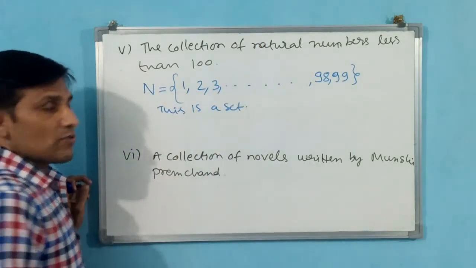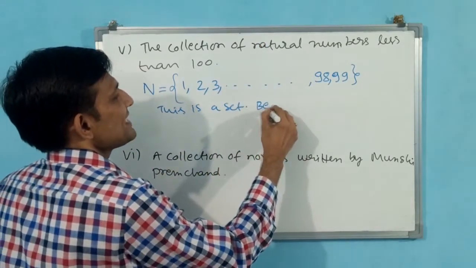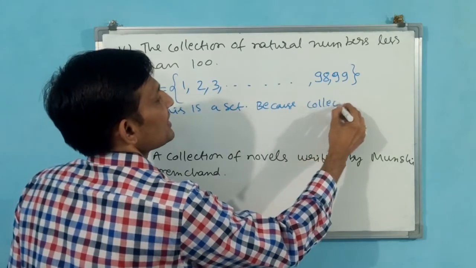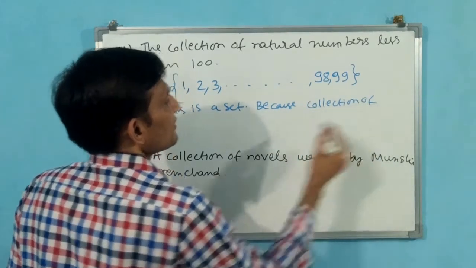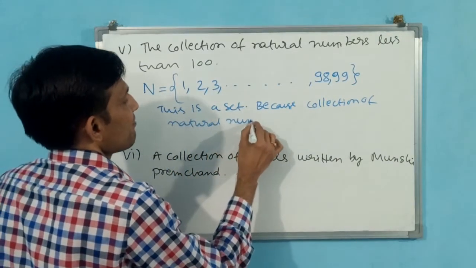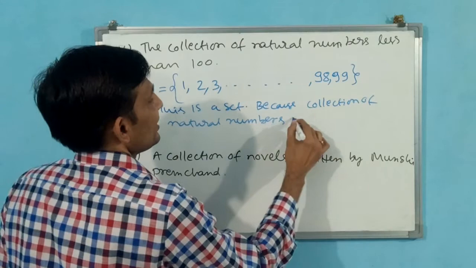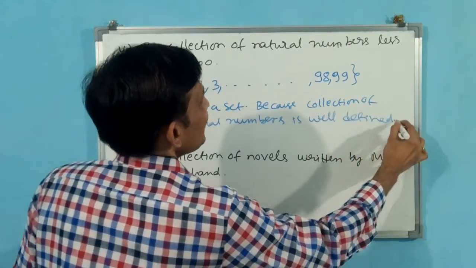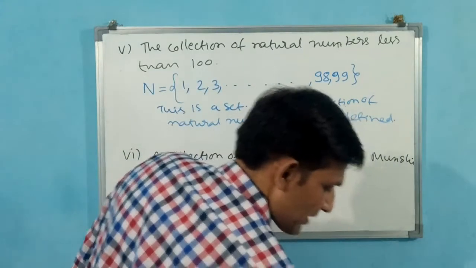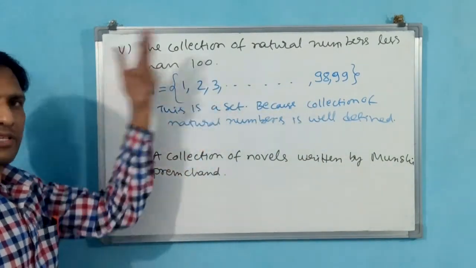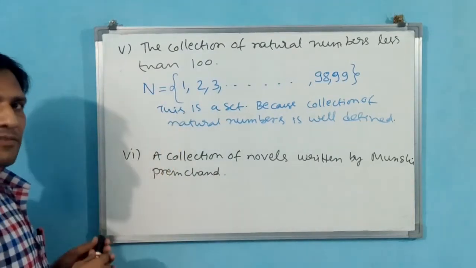Why? Justification we have to give, no? Because the collection of natural numbers is well defined. Okay, collection of natural numbers is well defined. That is why this is a set. This is a set because a collection of natural numbers is well defined. That's all. That is the answer for that question.